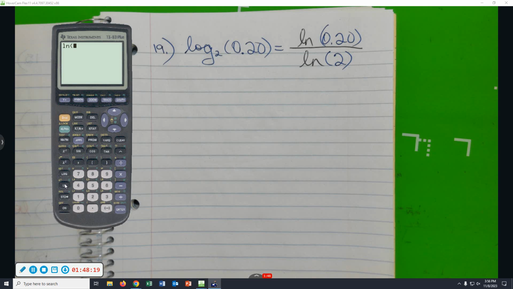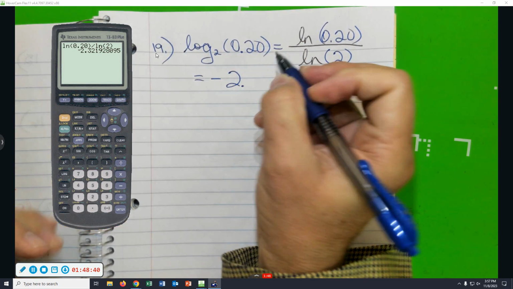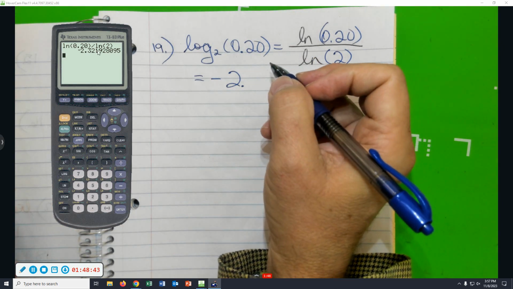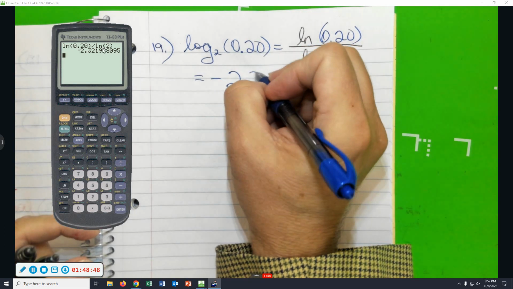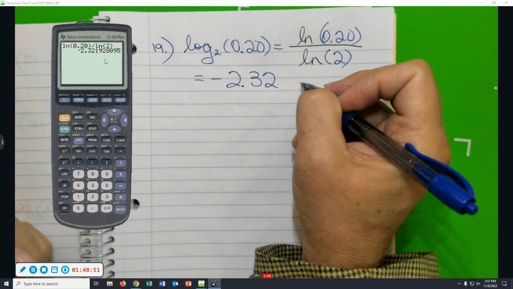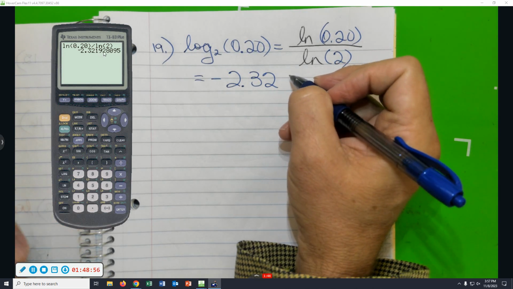Well, let's first of all get the correct answer. ln of 0.20, close parentheses, divided by ln 2, close parentheses. The reason we prefer for something like this to use ln is there are some calculators that don't have log keys. The common logarithm is not that common anymore. Is it going to stay at 19 or go up to 20? Is it going to stay 1-9 or go up to 2-0? What's after that?